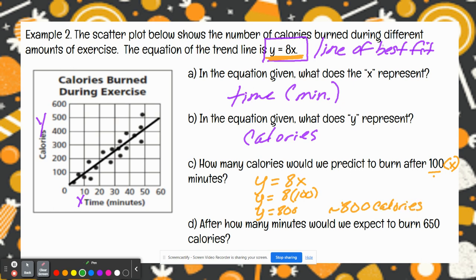Then the next question says, how many minutes would we expect to burn 650 calories? So 650 is our y value. We take the equation they gave us and plug in 650 for the y value and find the x. We have to divide both sides by 8, and that gives us about 81.25. So I'd say about 81 minutes.